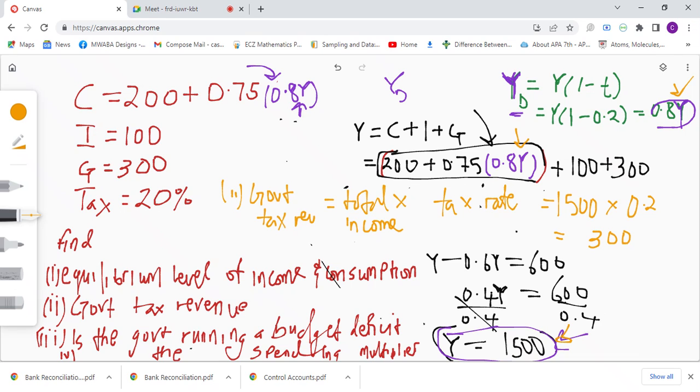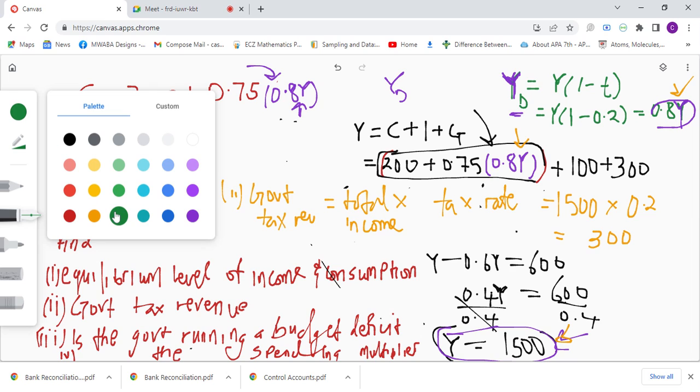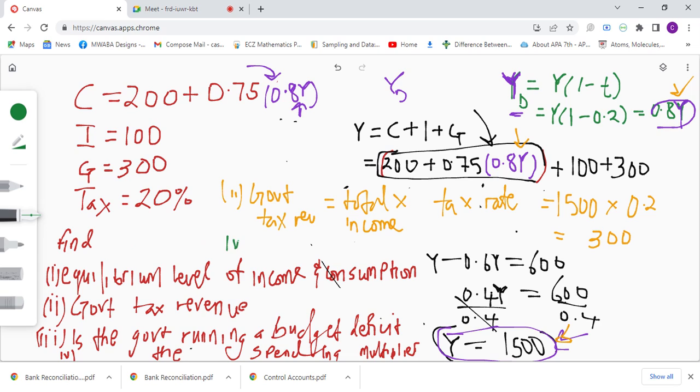So now I want to find out the third part of the question: is the government running a budget deficit? To find that out, you're always going to subtract revenue minus spending. If your answer is positive, you have a budget surplus. If your answer is negative, you have a budget deficit.